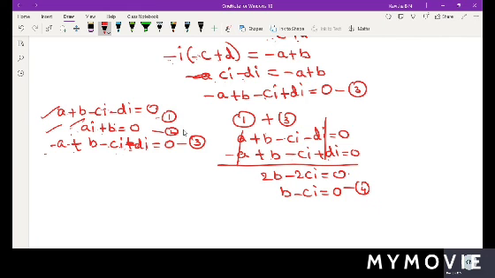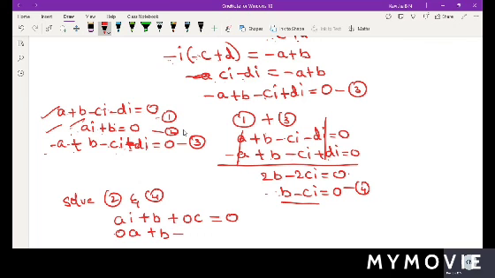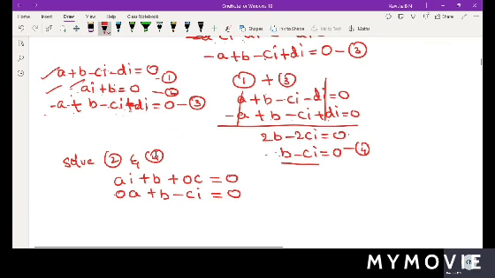Then take 2 and 4, observe here. Take 2 and 4 and solve. Write the equation. Equation 2 is ai plus b plus 0c is equal to 0. Then equation 4 does not have an a term. That's why we are writing 0a plus b minus ci is equal to 0. Then we have to apply the cross multiplication rule.